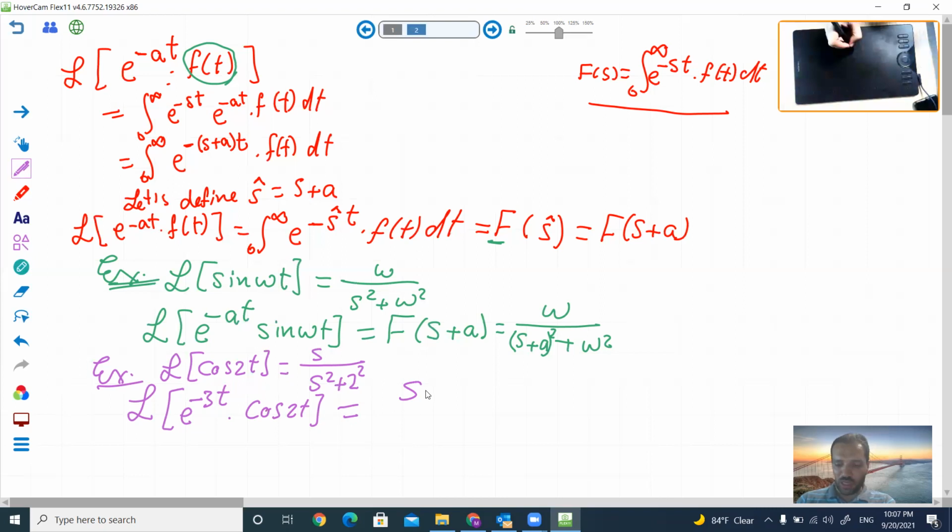So it will be s plus 3. This is the s hat in our case, divided by s plus 3 all square. This s plus 3 is replacing that s plus 2 square as it is. So this is the answer of our new function f of t. Is it clear? I hope everything is clear till now.